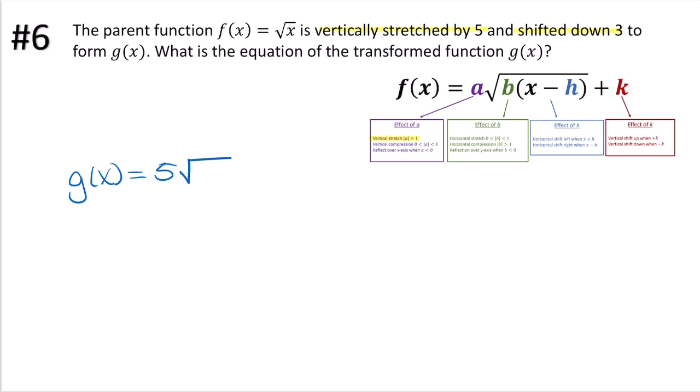Okay, and then it says shifted down 3. Well, down 3 is going to be a value of k, right? Because it says minus k means down 3. So I'm going to leave this x on the inside alone, and then I'm going to put that minus 3 on the outside. So that is now the transformed function. Remember that it changes signs depending on the shift, right? If this had been a shift up, I would have had a plus sign here, but the minus is because it tells me that it shifted down.